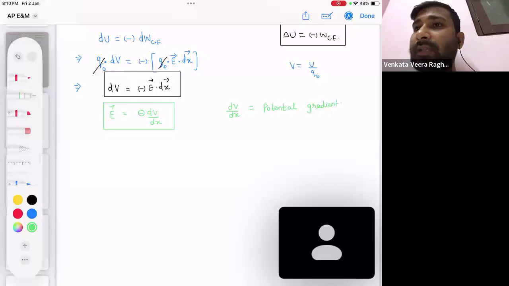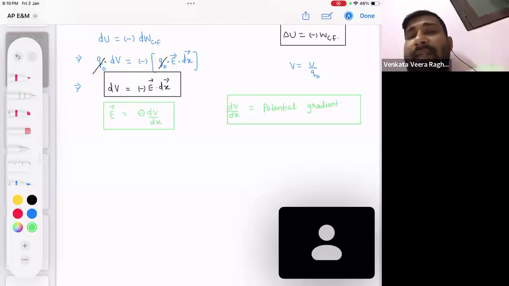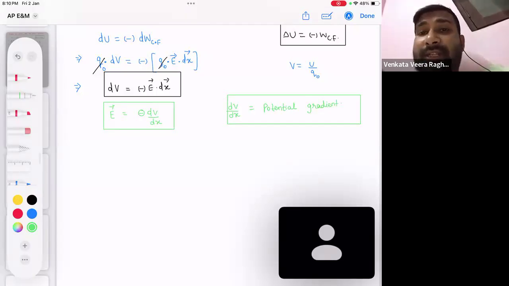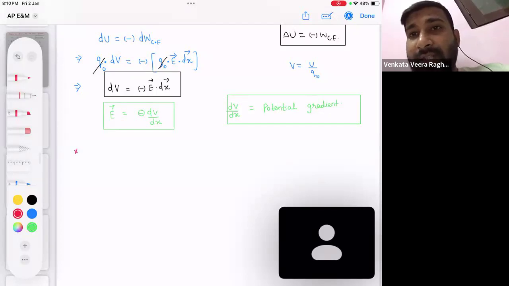So what is the negative sign representing here? The negative sign in minus dV by dx represents what? The direction of electric field. And what is the direction of electric field? The direction of electric field is always from high potential to low potential.